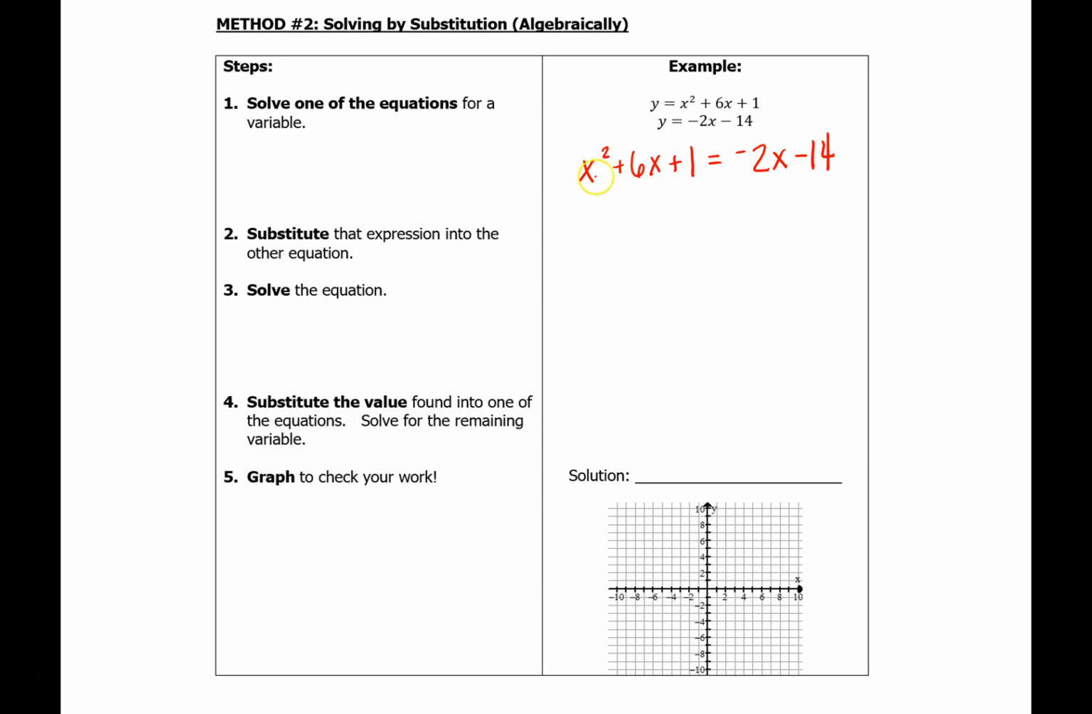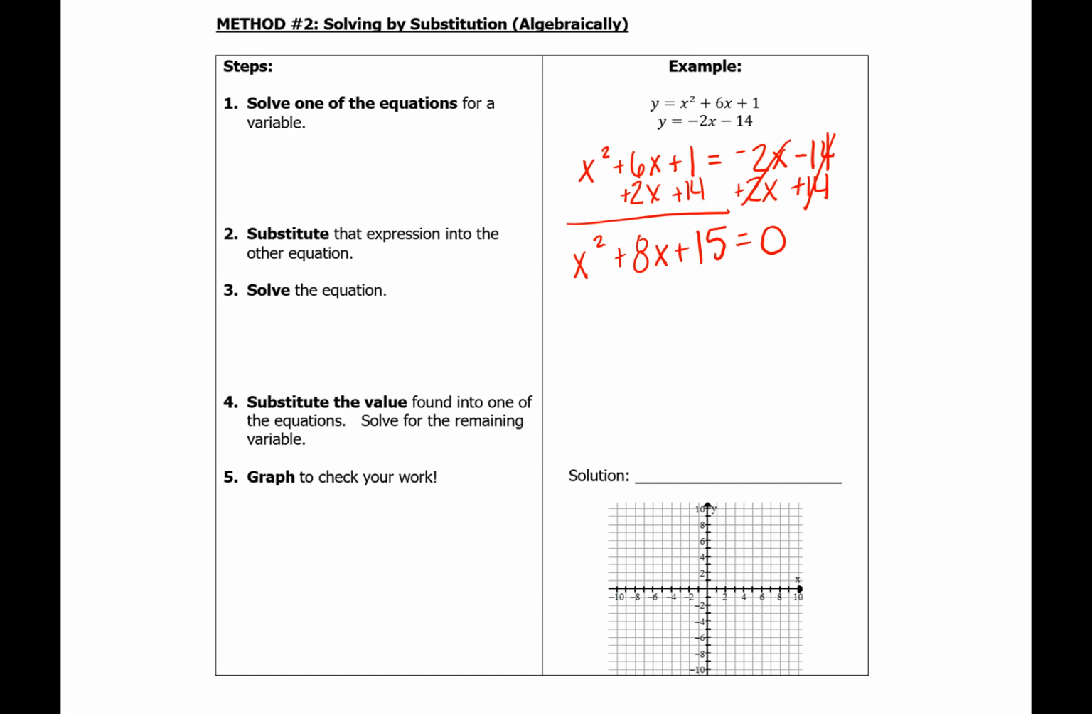All right, so I see an x squared and I also see an x to the first power on both sides. So that says to me I cannot use the square root method because I have that quadratic term and also a linear term here. So I'm either going to have to factor and use the zero product property, or use the quadratic formula if it doesn't factor, or I can force it to factor by using the completing the square method. Either way, with all of those 3 options, I need to get everything on the same side first. So I'm going to add 2x to both sides, and I'm going to add 14 to both sides. That gives me x squared plus 8x plus 15 is equal to 0.